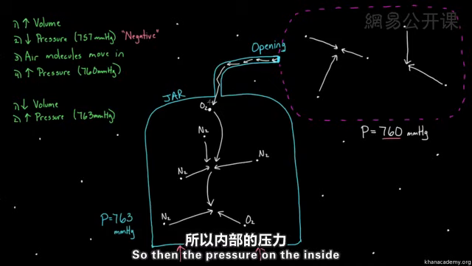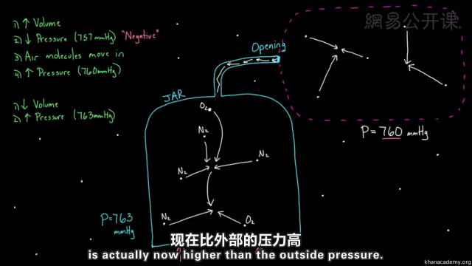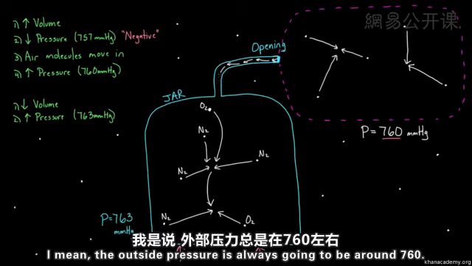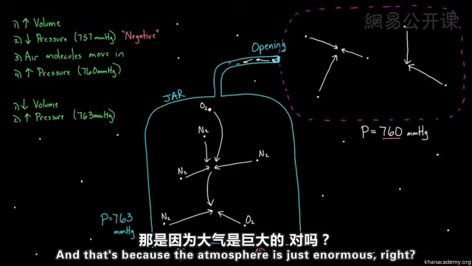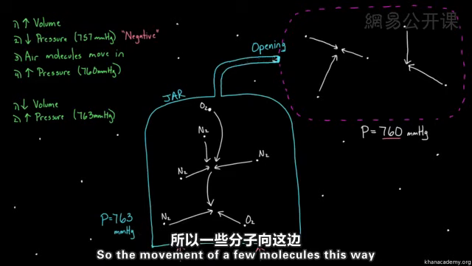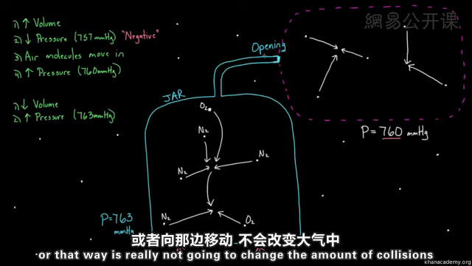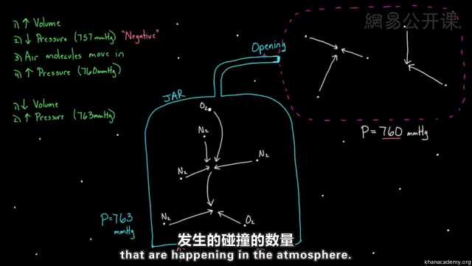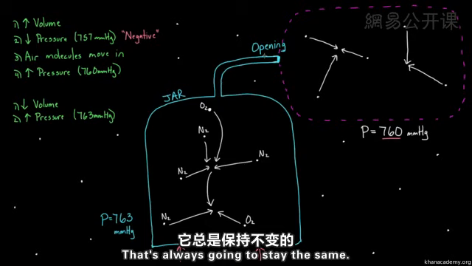So then the pressure on the inside is actually now higher than the outside pressure. Remember, the outside pressure is always going to be around 760, and that's because the atmosphere is just enormous, right? So the movement of a few molecules this way or that way is really not going to change the amount of collisions that are happening in the atmosphere. That's always going to stay the same.